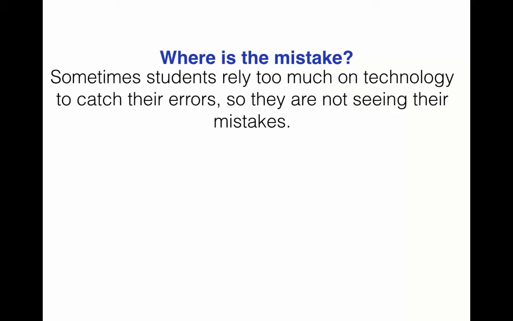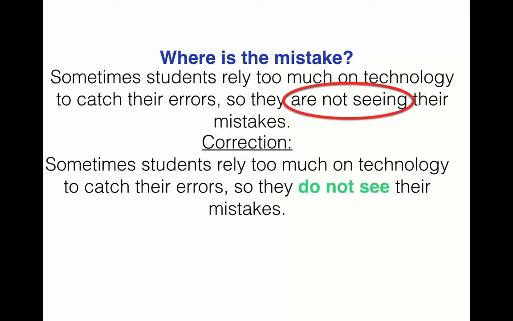Can you find the mistake in this sentence? You're right. We do not want the present progressive here. It should be, do not see their mistakes. We need the simple present because see is a verb of state.